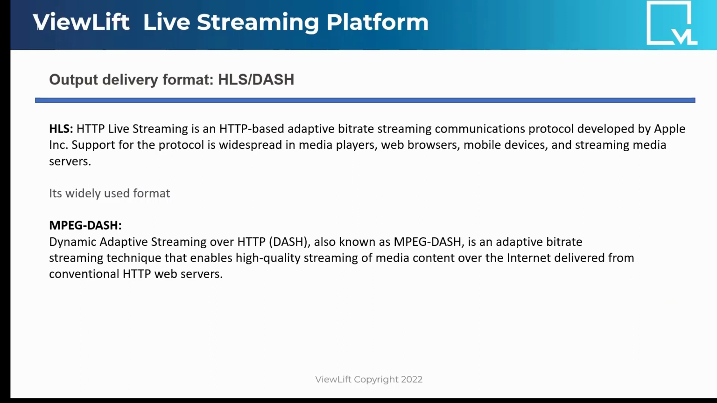MPEG-DASH is a dynamic adaptive streaming protocol. Basically, we are sending all this data over HTTP, which is why these are HTTP protocols for sending media over the internet. The difference between the two is that HLS is proprietary, but both are good. For HLS the extension format would be .m3u8 and for MPEG-DASH it would be .mpd, so you can identify which one is the HLS and which one is the MPEG-DASH URL.